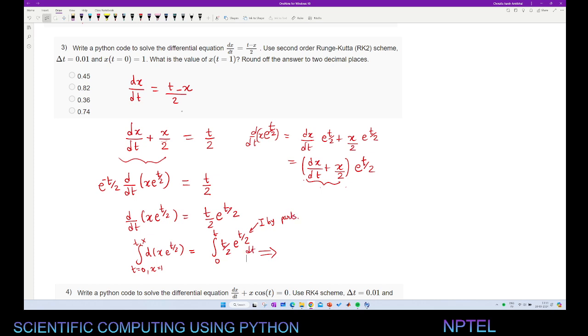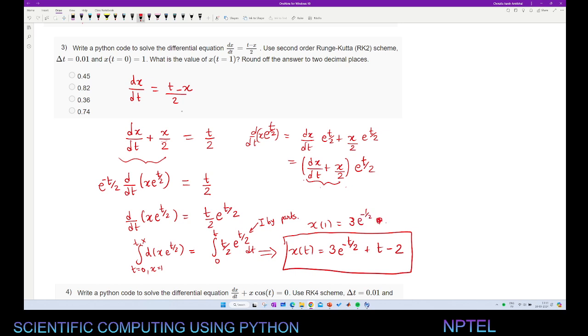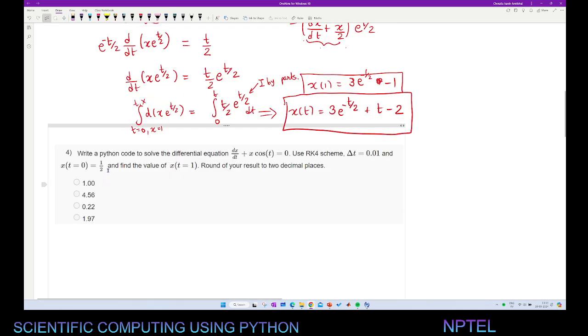I'll just write down the solution. But now this is doable, right? So this turns out to be x of t is equal to 3 times exponential of minus t by 2 plus t minus 2. Okay, and we wanted x of 1, so it will be 3 e to the power minus half minus 1. Okay, so you can check this.